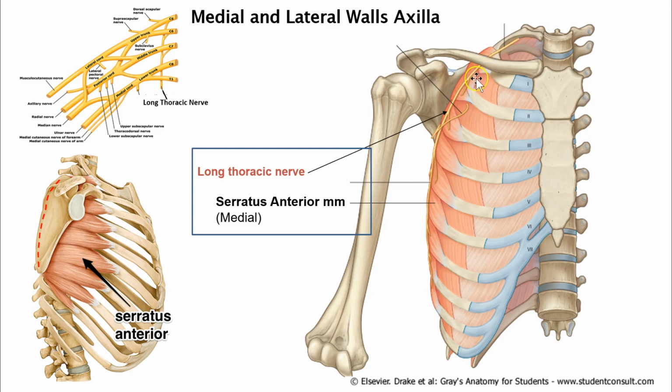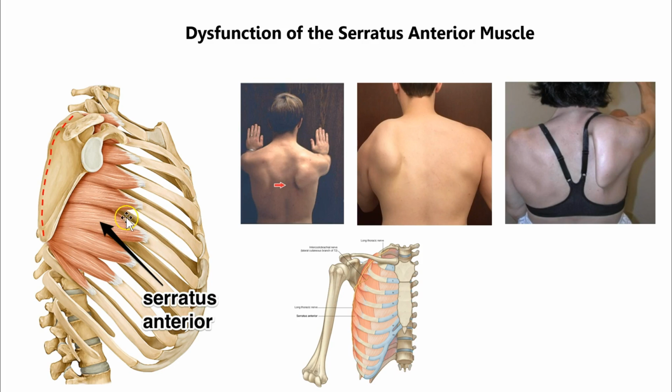The serratus anterior is innervated by the long thoracic nerve. Recall that this long thoracic nerve came off of C5, C6, and C7 to travel down along the thorax to innervate this serratus. Because the serratus is such an important stabilizer of the scapula, again, keeping the scapula against the rib cage, any dysfunction of the serratus anterior can lead to something called winging of the scapula.